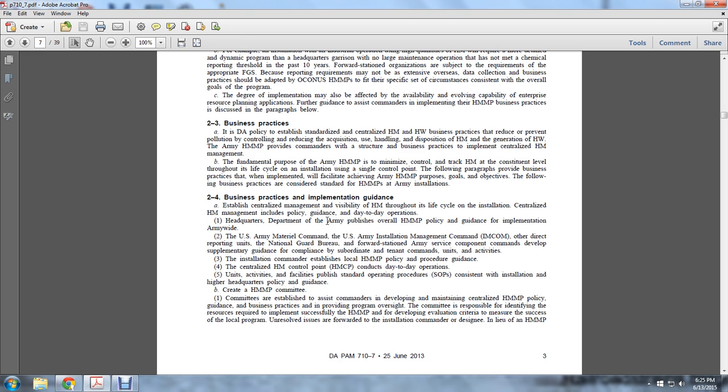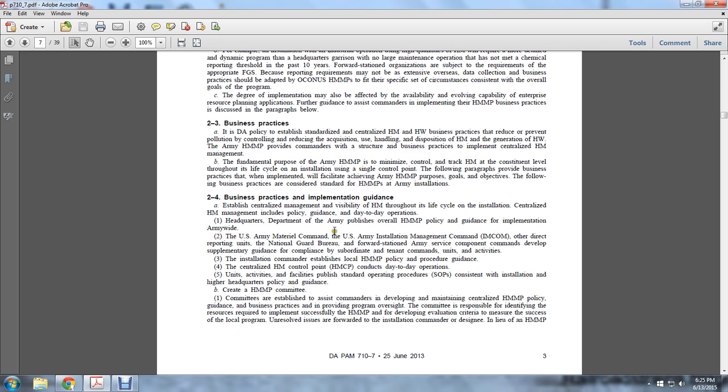Army Installation Management Command, IMCOM, Installation Management Command, other direct reporting units, Army National Guard Bureau, and the forward stations of the Army Service Component Commands develop supplementary guidance for compliance by subordinate tenant commands, units, and activities.